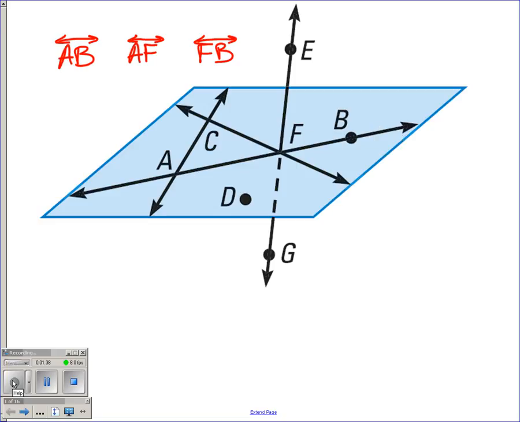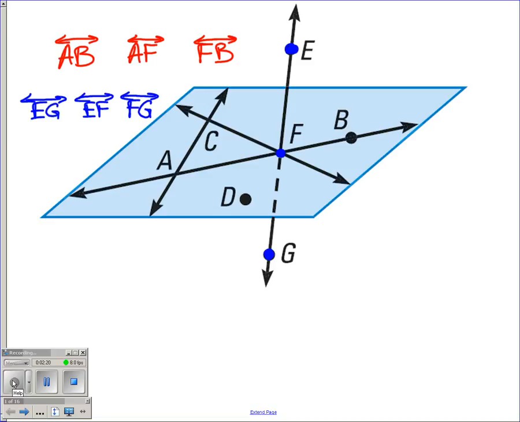Let's take a look at another possibility of 3 points that are collinear. Let's look at this point E, point F, and point G. Line EG is going through the plane. It hits this plane at point F. So we can name the line as EG, or we can say EF, or we could say FG. Any of those 3 ways are naming the same line.